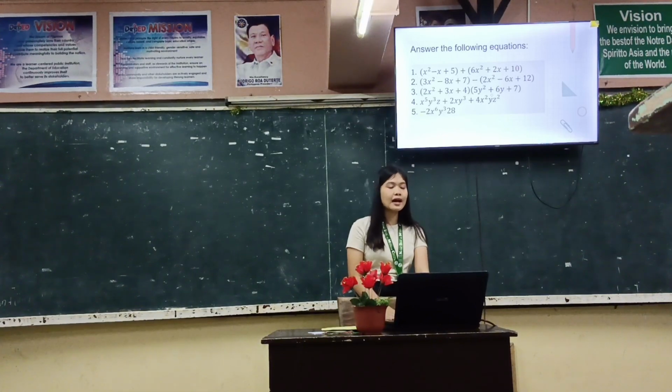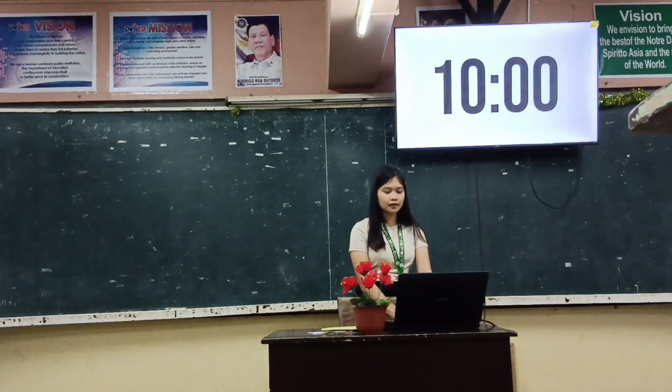For number 4, we need to find the degree of a polynomial, which we have here: x raised to the power of 5, y raised to the power of 3, and z, plus 2xy raised to the power of 3, plus 4x squared y z squared. For number 5, we have negative 2x raised to the power of 6, y cubed. Your 10 minutes will start now.